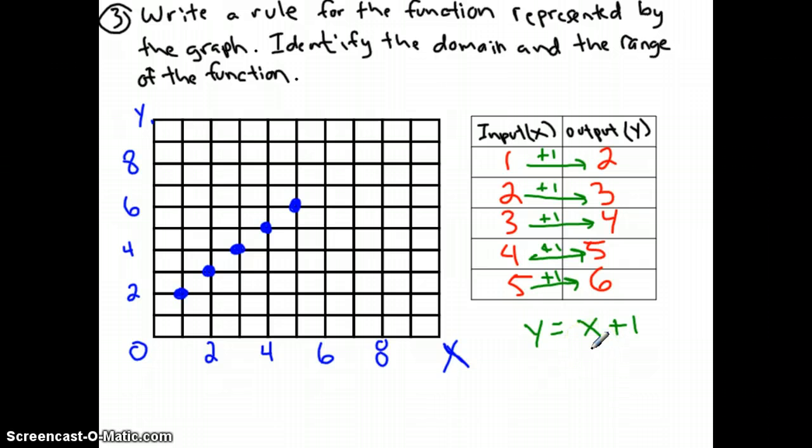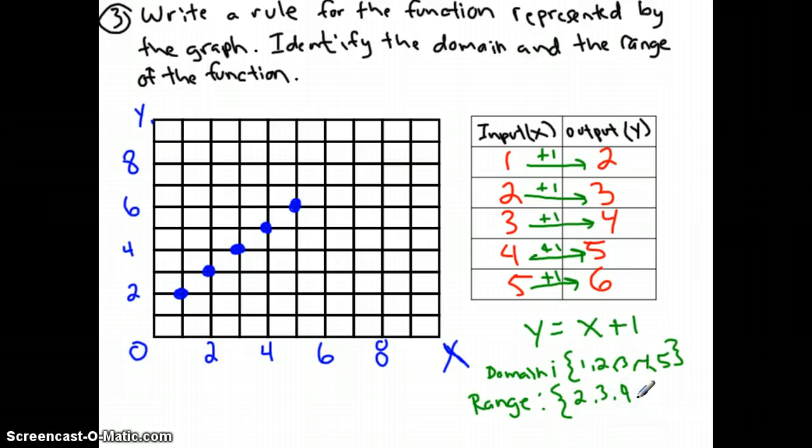Okay. It wants us to also identify the domain and the range. So the domain is just to list all the x values or the inputs. So that would be 1, 2, 3, 4, 5. So there's the domain. And the range would just be the set of all the outputs or the y values. So that would be 2, 3, 4, 5, and 6.